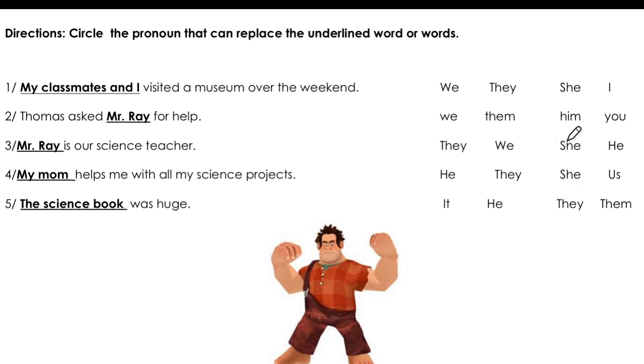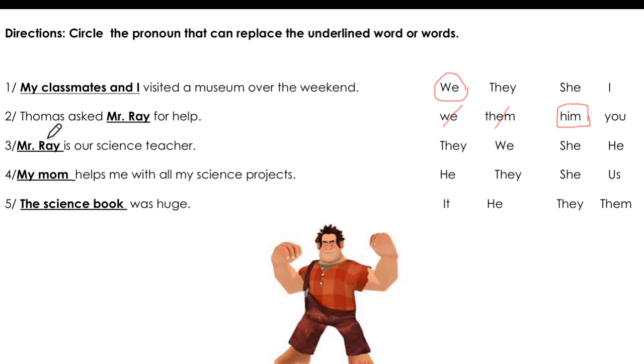Very good. Oh, good. So, one more time. I made a mistake. Thomas asked Mr. Ray. Mr. Ray, it's singular as we said, right? Okay, I'm so sorry. Singular. So we cannot use we and them because we and them are plural pronouns, right? We can use him or you. Now, Mr. Ray, it's a man. So Thomas asked this man. He asked him or he asked you? Him. Good. I'm sorry about that.